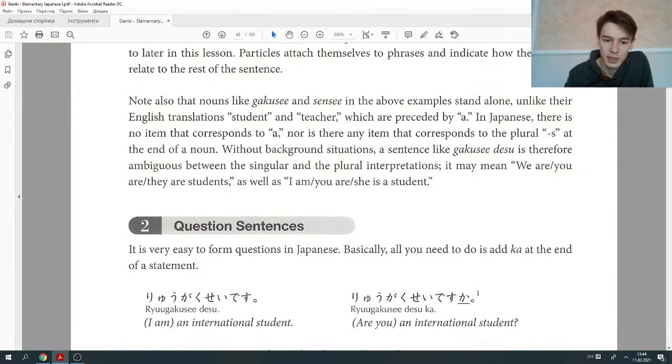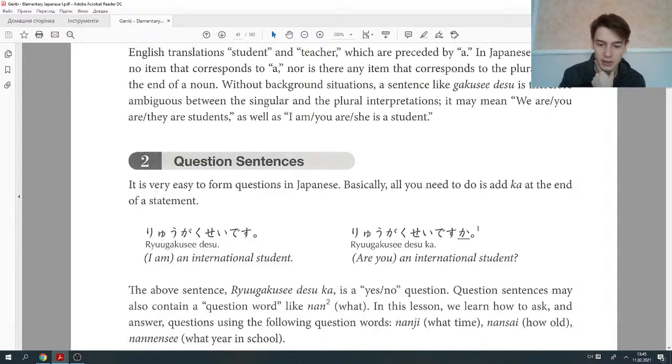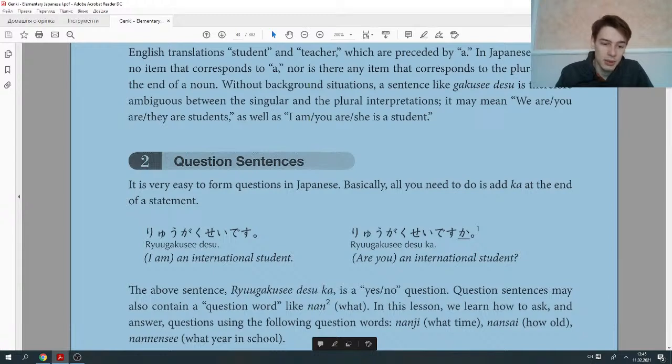Okay, question sentences. I have said about that before. We just add the particle ka at the very end of the sentence. Ryugakusei desu. So it's firm. And you can say ryugakusei desu ka, just adding the question particle ka. So, are you an international student? It's quite simple, and as you can see, you don't add a subject because it's clear that someone is asking you. Why would you add a subject? Okay, the above sentence ryugakusei desu ka is just a question. Well, it's clear because it means watashi wa, so we can just answer yes or no.